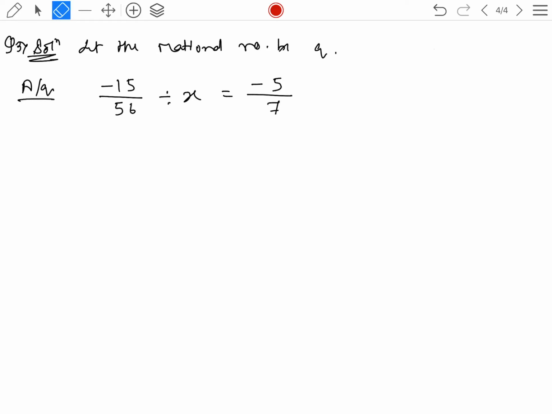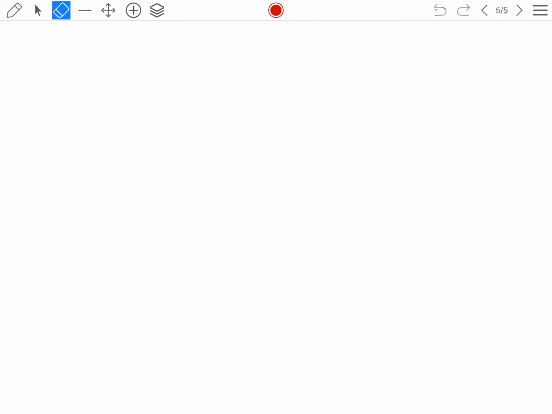The next question: the perimeter of an isosceles triangle is given, one side is given, find the third side. Fourth one I will do for you.